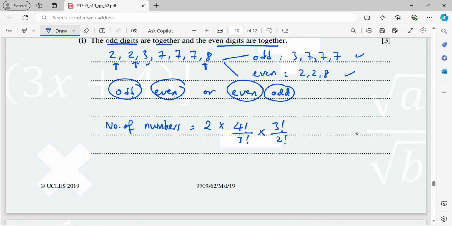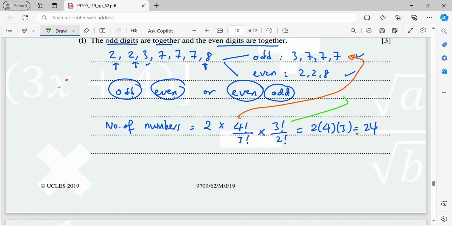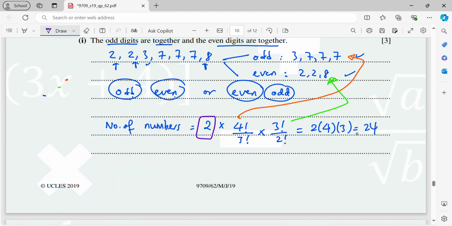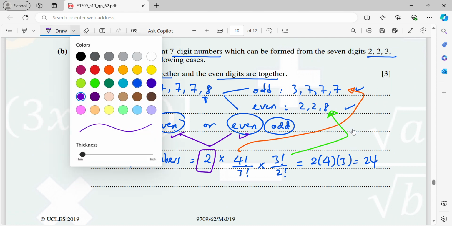Then now here, this is going to be 2 times 4 times 3, at last 24. So the 4 factorial is for the odd. Okay, 4 factorial over 3 factorial is to arrange the odd numbers. And then the 3 factorial over 2 factorial is to arrange the even numbers. These 2 is to arrange either even or odd, I mean either even or odd first. So that's all for the explanation of this question.